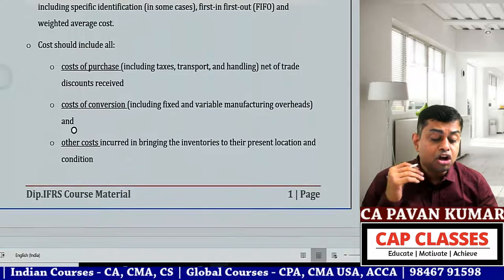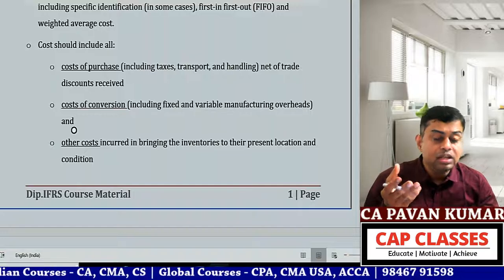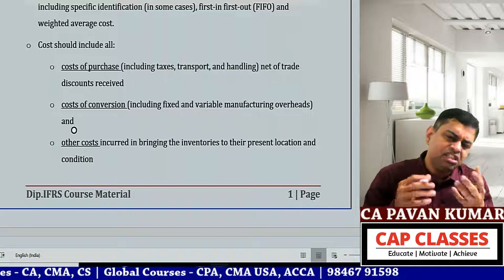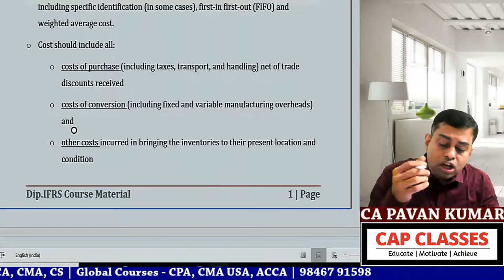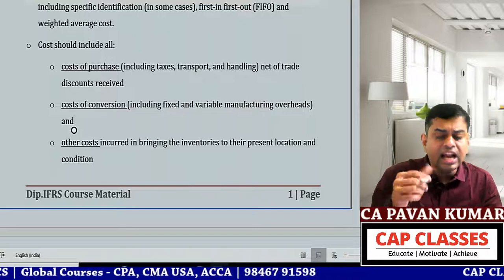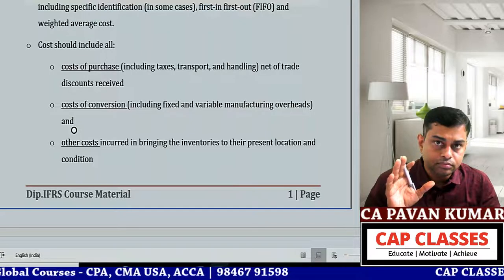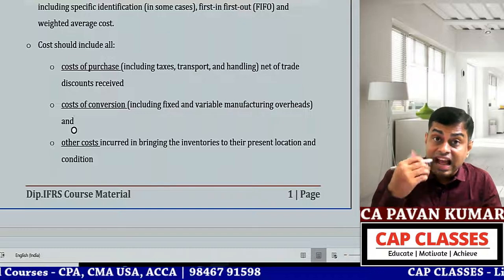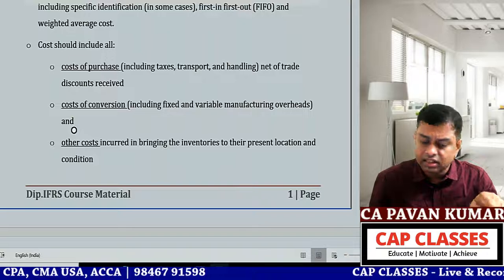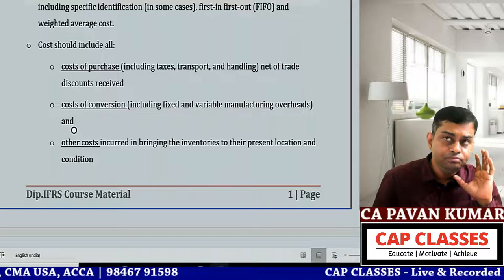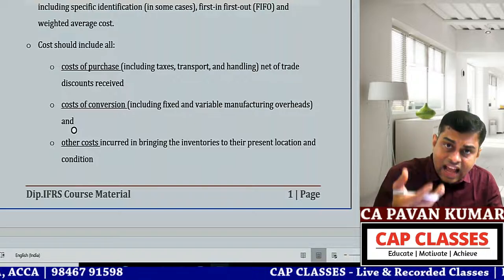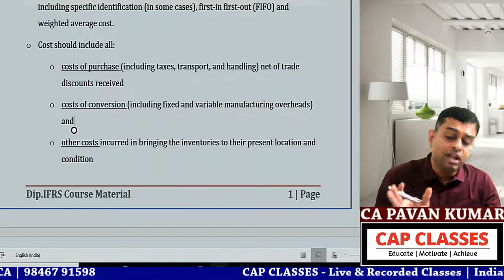So what is the cost? Simple. The same thing we did yesterday, you remember? Cost of purchase, incidental expenses, same formula here also. So one, cost of purchase including taxes, transportation, handling, net of trade discounts received. If there is any tax which is refundable or returnable, like I said in the PPE standard, the same applies here also. If you pay returnable tax, don't include it, exclude it. If you pay any tax or fee which is non-returnable, include that.